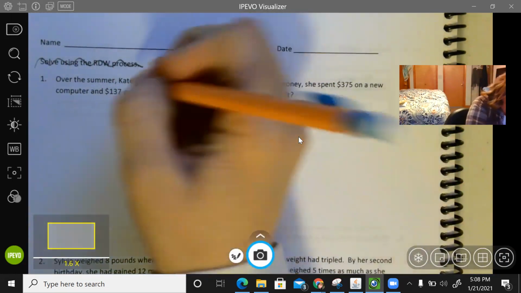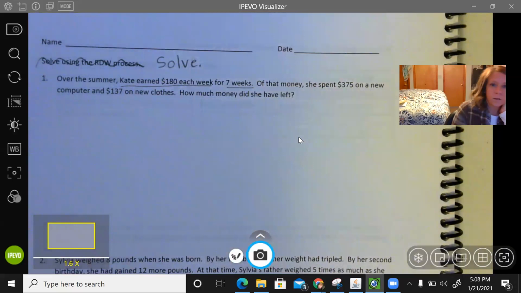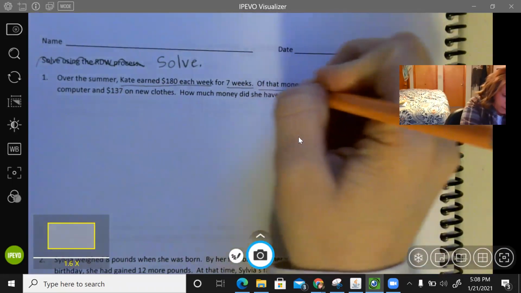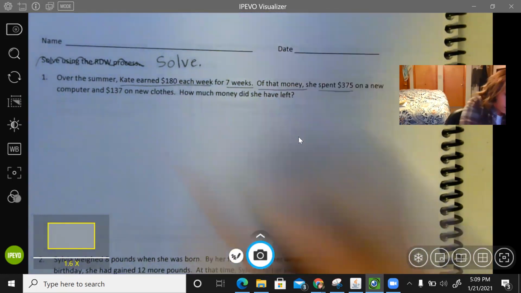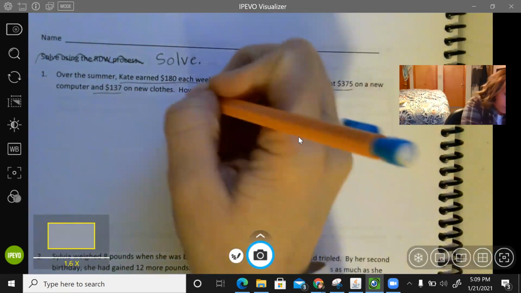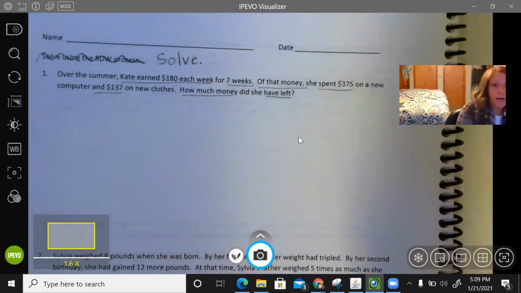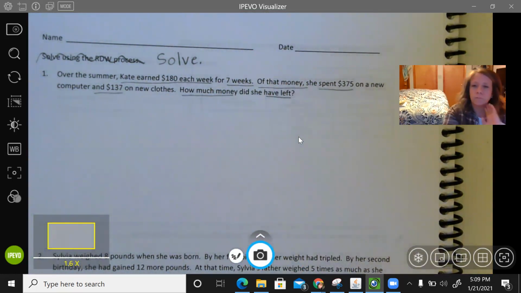Okay, so Katie earned $180 each week for 7 weeks. Of that money, she spent $375 on a new computer and $137 on new clothes. How much money did she have left? So, what's the problem about? I hope you said the problem is about Katie and she earned some money over the summer, bought some things, and we need to figure out what she has left.